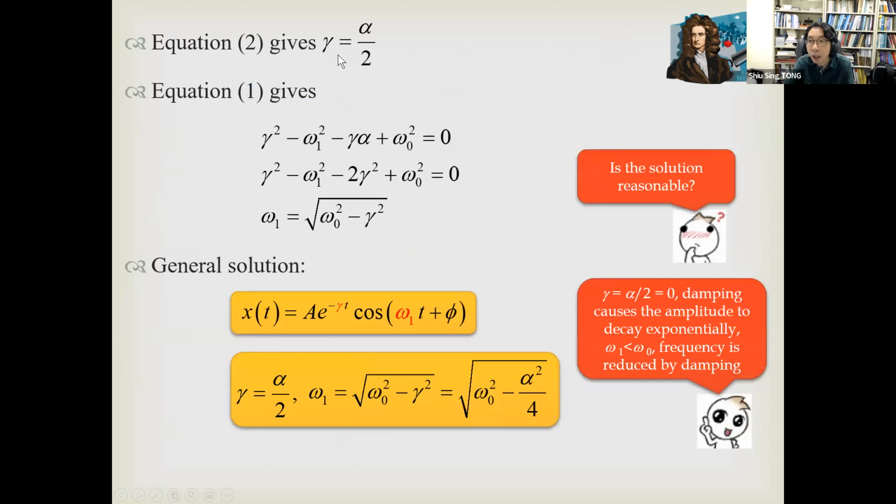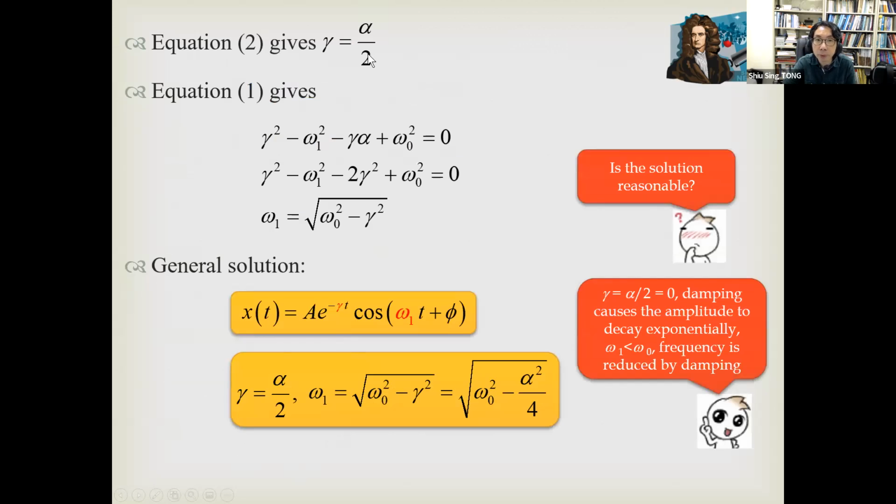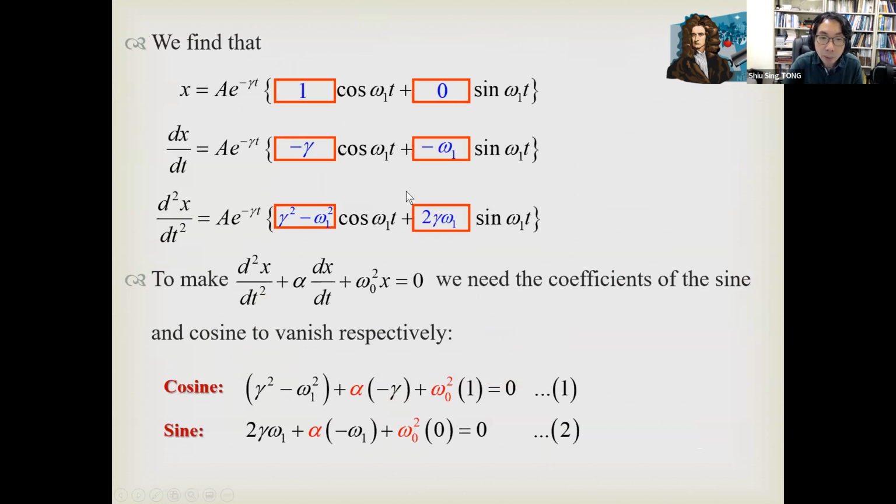And I immediately find that gamma, from this equation, is just alpha over 2. So I have successfully found gamma in terms of alpha. Alpha is the parameter in the original equation. Now I find the gamma in my solution in terms of alpha, which is successful. Now equation 1 is more difficult to solve, but I can write it now.